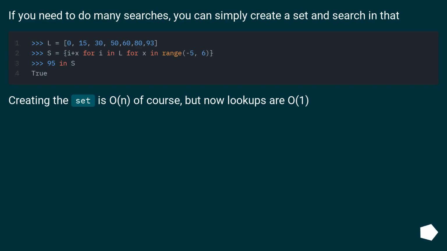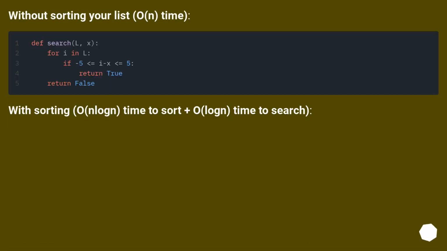If you need to do many searches, you can simply create a set and search in that. Creating the set is O(n) of course, but now lookups are O(1). Without sorting your list, it's O(n) time. With sorting, it's O(n log n) time to sort plus O(log n) time to search.